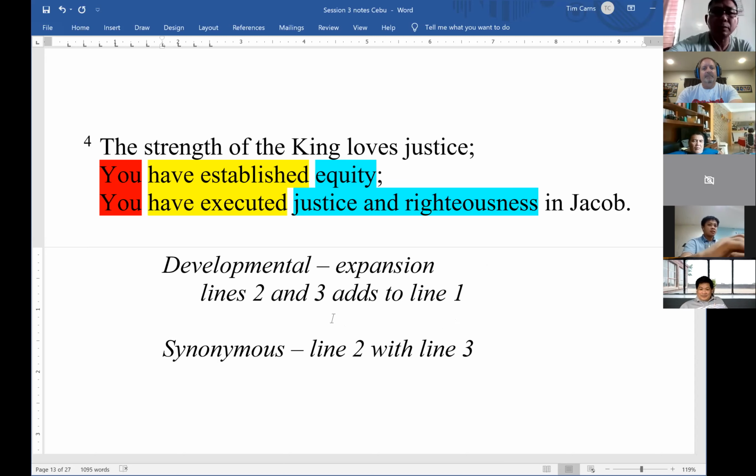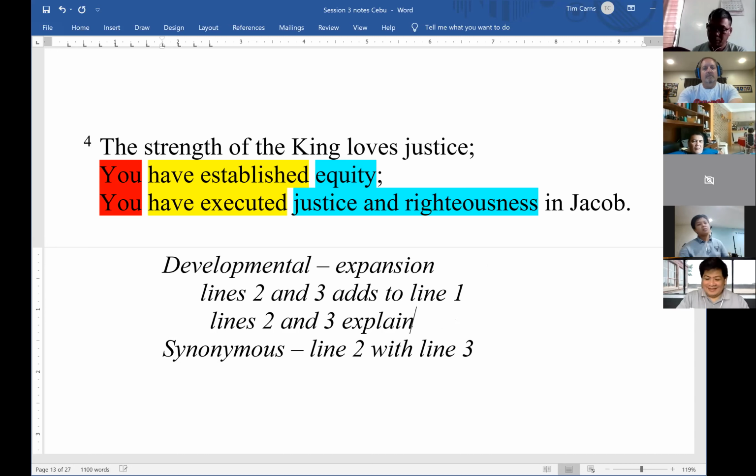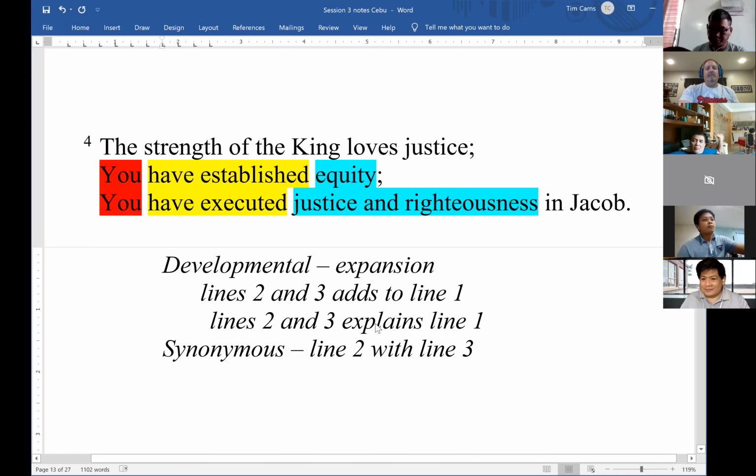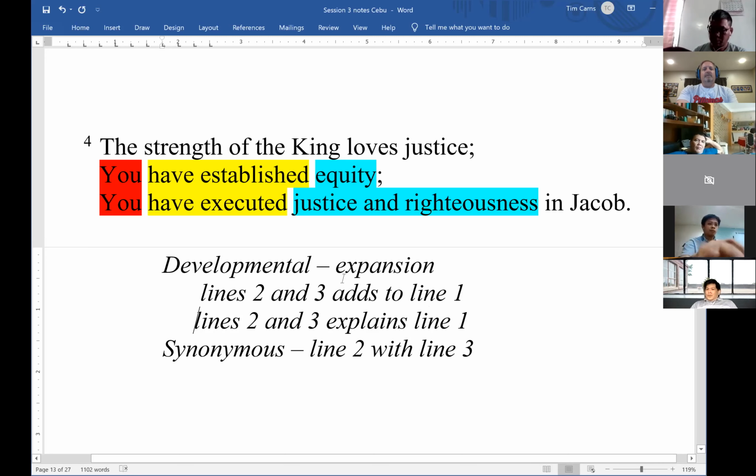That's a good possibility. It explains how he loves justice, how he executes justice. Lines 2 and 3 illustrate line 1. Let me think about that, but that might be a more accurate explanation. It's developmental, definitely. Lines 2 and 3, and it could be just the way or how we see the king loves justice. Okay.